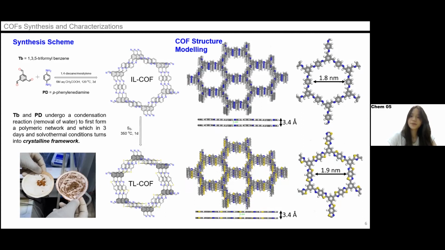Let me show the COF structure modeling. These COFs were structurally modeled to get an insight into pore size and interlayer distance as shown in the figure. First, the IL COF has a pore size of 1.8 nanometers, and the interlayer distance of the IL COF is 3.4 angstrom. The second structure model shows the TL COF, and as you can see, the pore size of the TL COF is 1.9 nanometers, and the interlayer distance is 3.4 angstrom. These are only simulated structures, which are not refined as per X-ray diffraction patterns.